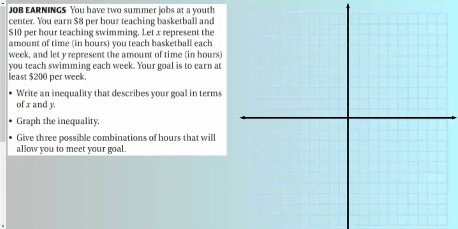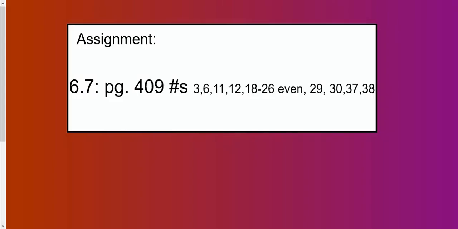Here's a word problem. I think I'm going to go over this word problem with you guys in class. I always like to go over word problems as a class discussion, just to kind of talk through all of the information we have here. So with that being said, I'm going to leave you guys with this assignment, and we'll go over that word problem when you guys get to class.